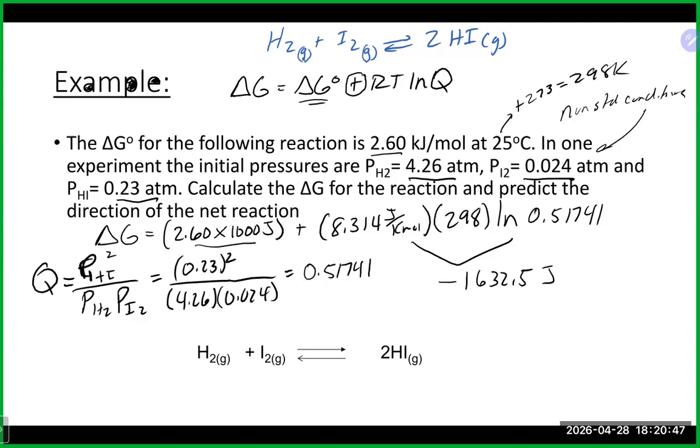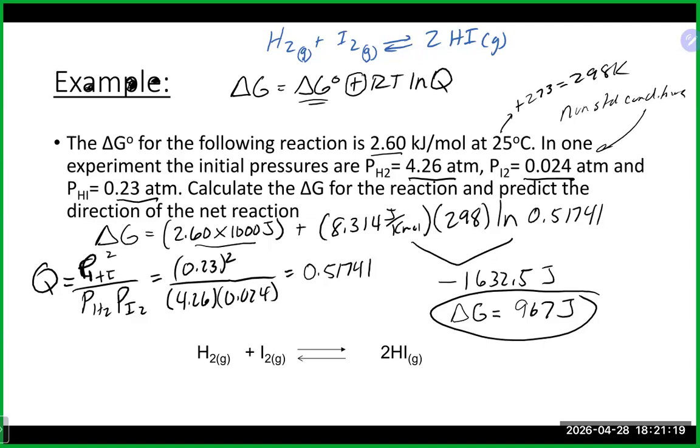So now we're gonna add them together, 2.6 times 1,000 to put everybody in the same unit, plus what we got there, negative 1632.520879. And that's going to yield us a delta G here of 967 joules. If you went kilojoules, obviously you're at 0.96 in this case, kilojoules. Any questions first off on the calculation here?